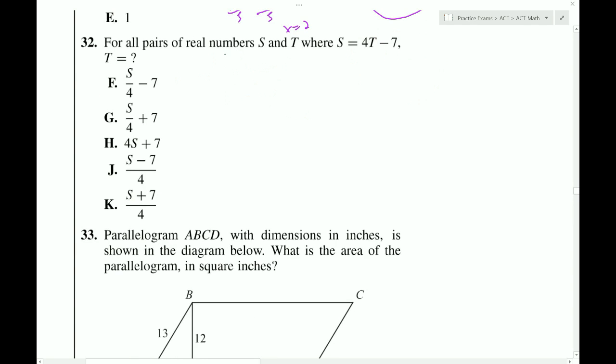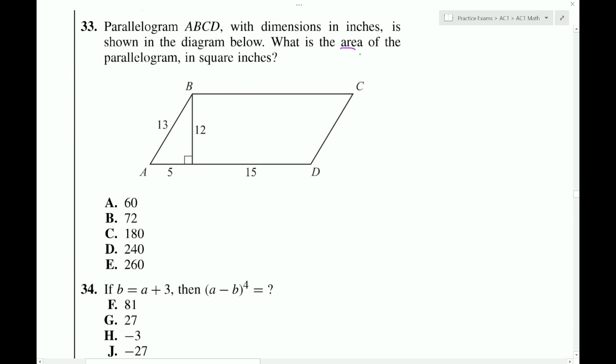For all pairs of real numbers s and t where s equals 4t minus 7, what does t equal? Alright, so we have to isolate for t. The first step is to add 7 to both sides. Okay, cancels out. s plus 7 is 4t. And then we have to divide by 4 on both sides. And we get t equals (s plus 7) over 4, which is choice K.